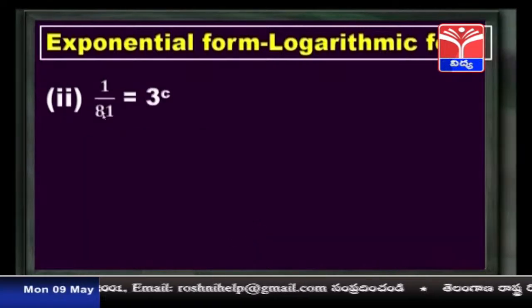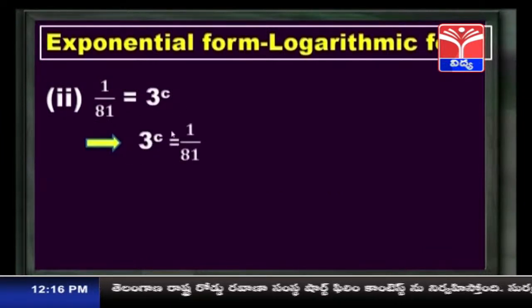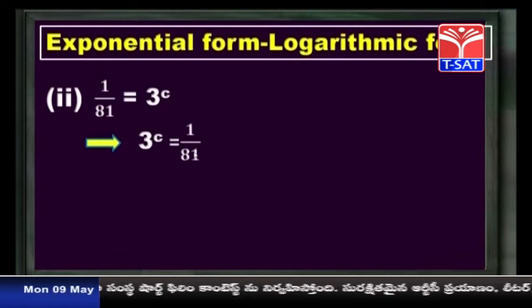And the second problem, 1 by 81 is equal to 3 power c, which we can also write as 3 power c is equal to 1 by 81.